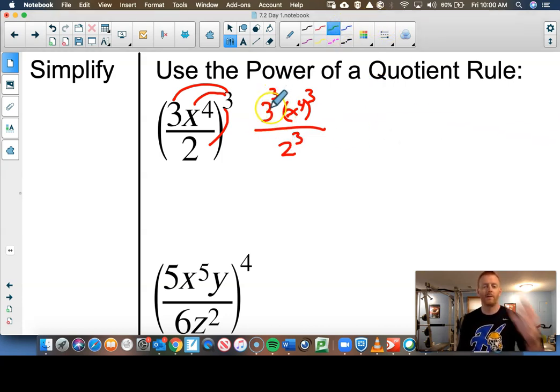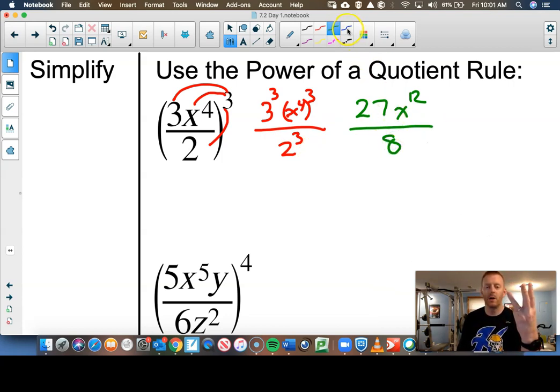3 to the 3rd power means 3 times 3, which is 9, times 3, which is 27. So I have a 27, and then we have a power to a power, which is what we learned on the last lesson, which means we multiply, so we have an x to the 12th. On the bottom one here, we have a 2 times 2 times 2, which is an 8.